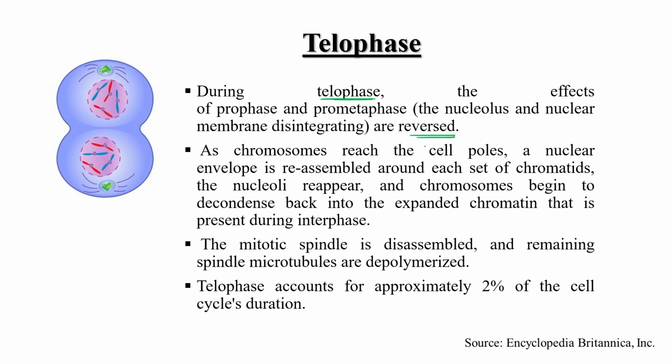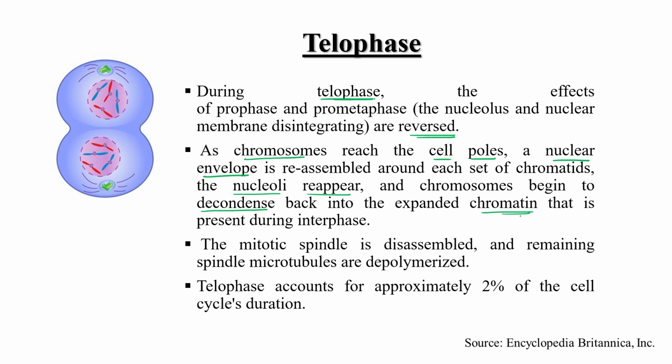Okay, as the chromosomes reach the cell poles, you can see this in this particular diagram. The nuclear envelope is again reassembled around each set of chromatids, and the nucleoli reappear. Chromosomes begin to decondense, meaning they start converting back into chromatin form. They decondense back to the extended chromatin that is present during interphase, right?